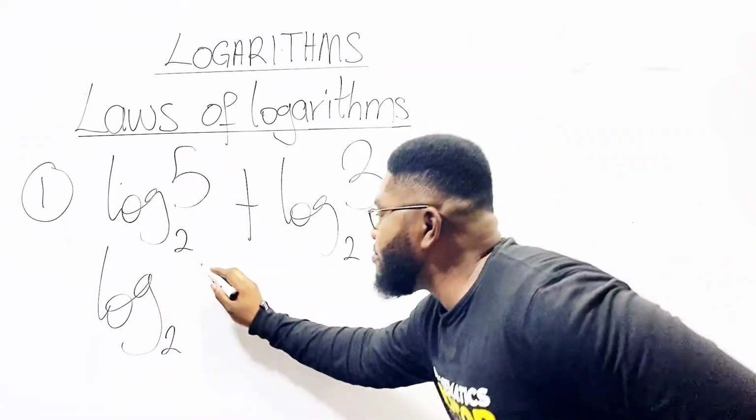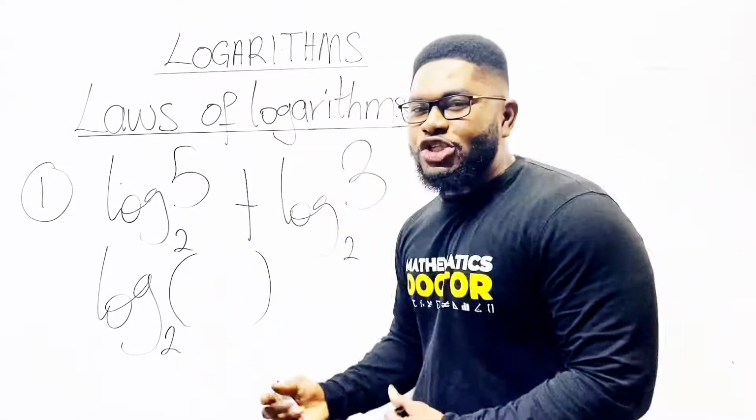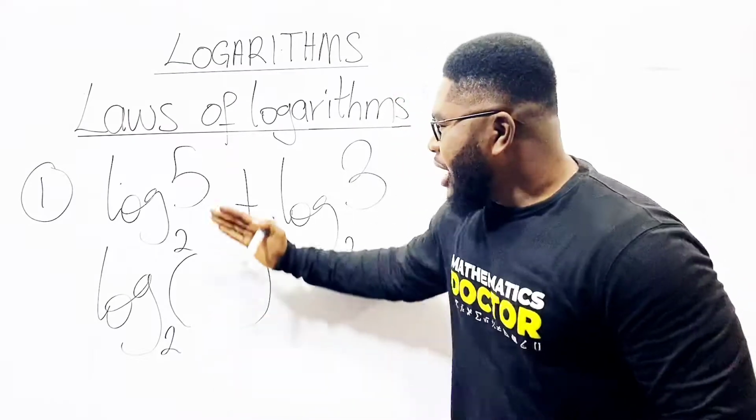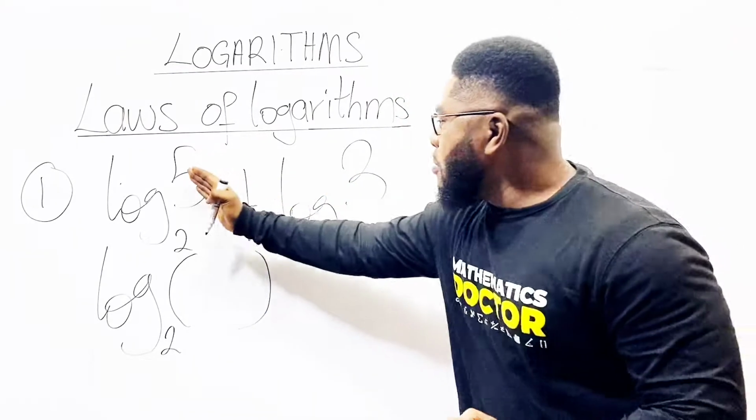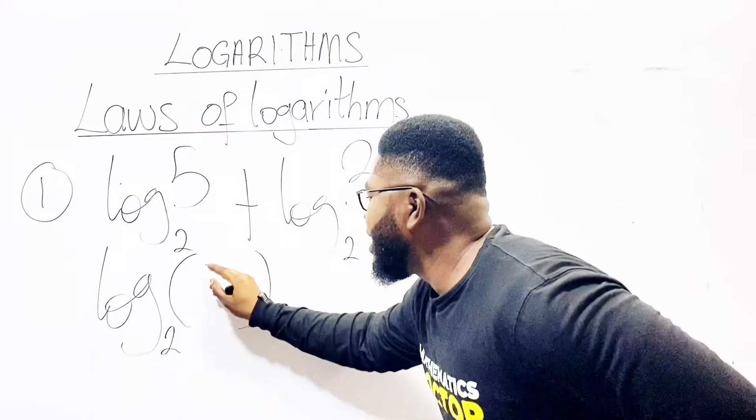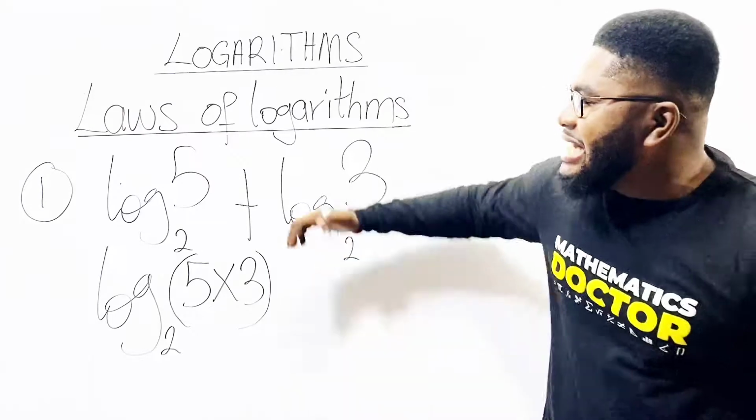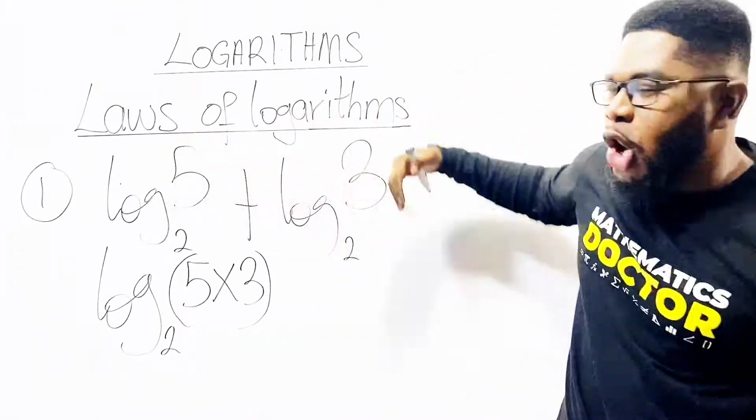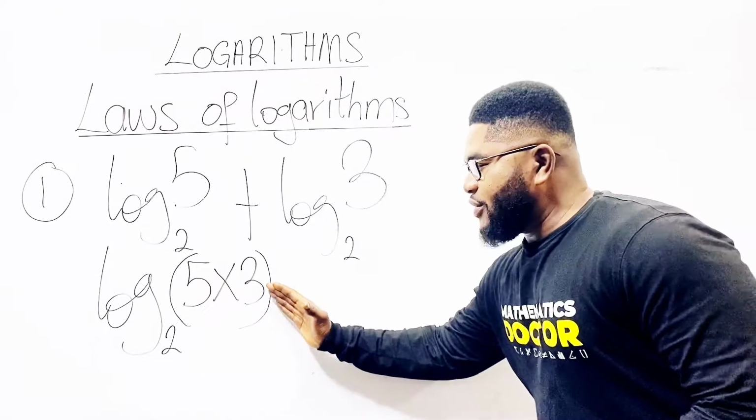This is what I mean. Bring a bracket to house it well for you. Now, this bracket in place shows that I want to put a certain number in it. The numbers 5 and 3, multiply them because of the addition. I repeat, multiply them because of the addition. So it will be the number 5 times the number 3. The law says that anytime an addition sign separates two logs with the same base, please multiply the numbers. 5 times 3 will give us 15.